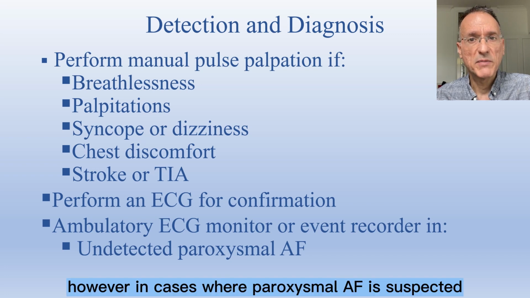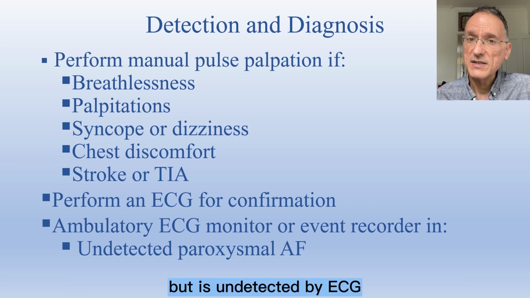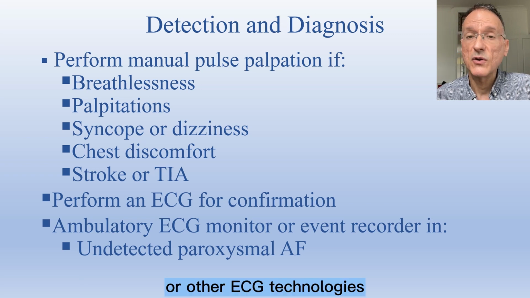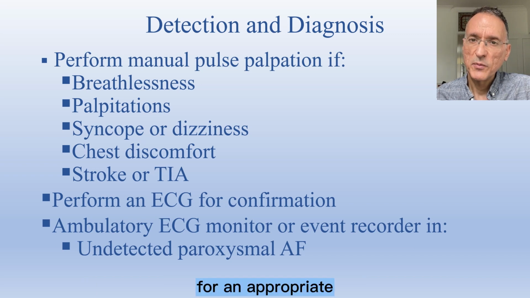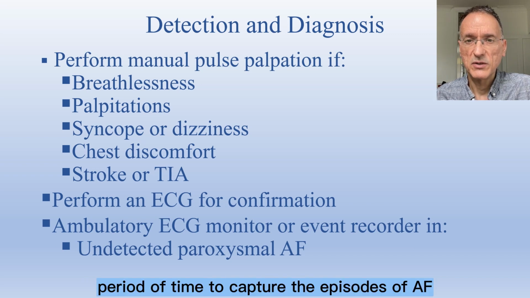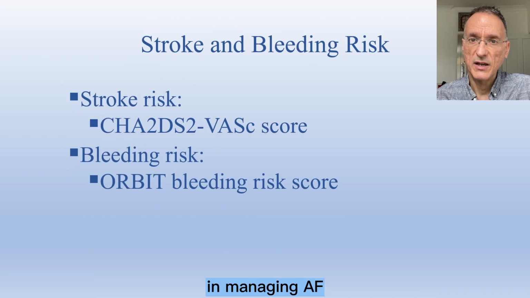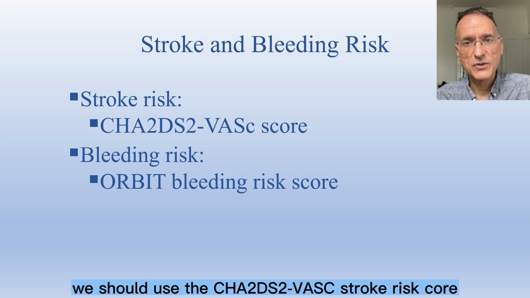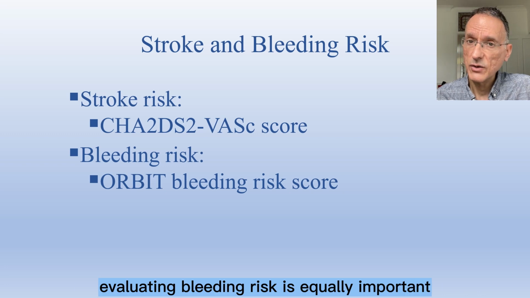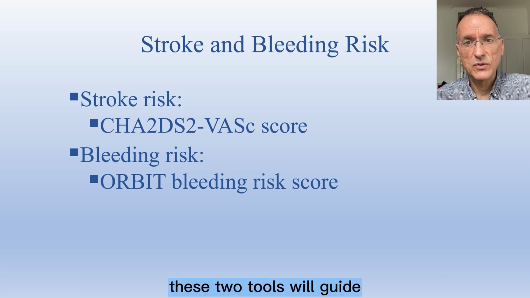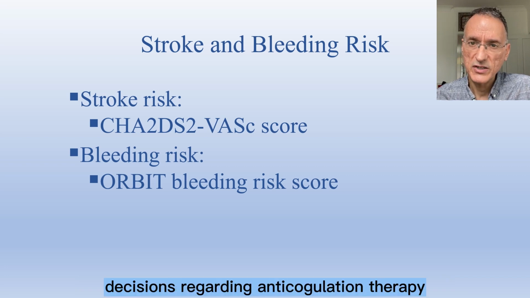However, in cases where paroxysmal AF is suspected but is undetected by ECG, it may be necessary to offer additional testing with ambulatory ECG monitors, event recorders, or other ECG technologies for an appropriate period of time to capture the episodes of AF. Assessing stroke and bleeding risk is crucial in managing AF. To assess stroke risk, we should use the CHA2DS2-VASc stroke risk score. Evaluating bleeding risk is equally important, and we should use the ORBIT bleeding risk score. These two tools will guide decisions regarding anticoagulation therapy.